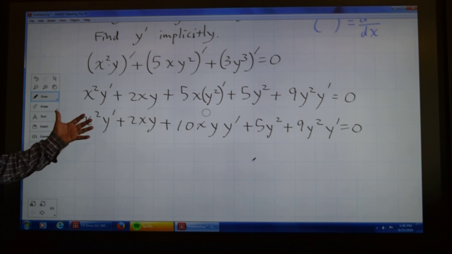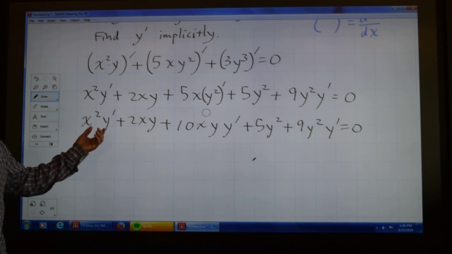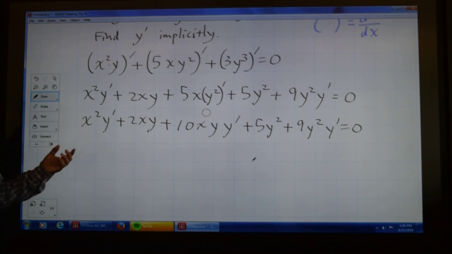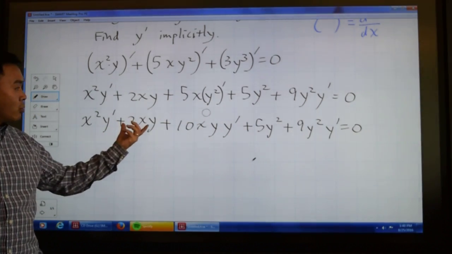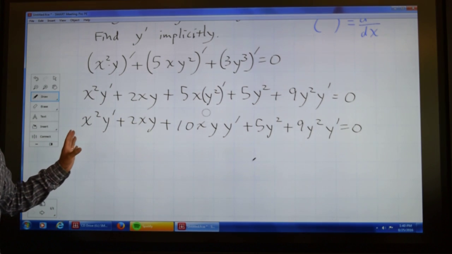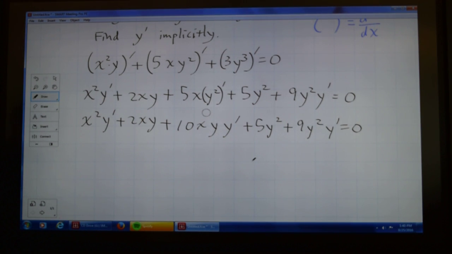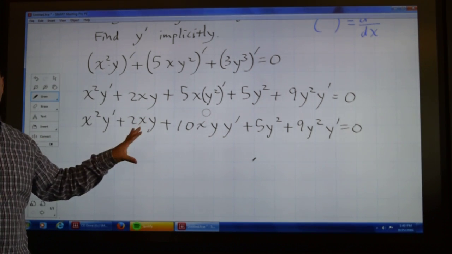And then the next step is to solve this for y prime, because you're trying to get what y prime is. So you gather all the terms with y prime together. The ones that do not have y prime, you move to the other side. Factor out the y prime, you divide, and that's what you get. Okay, that was the answer you would give when doing Calculus 1 implicit differentiation.